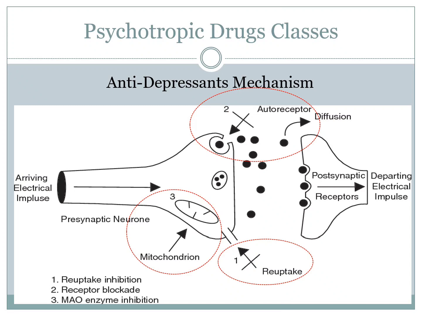The MAO enzyme inhibitors act on monoamine oxidase, which is present in the presynapse, where the metabolism of neurotransmitters is blocked. So availability is increased in the presynapse for release of the neurotransmitter.